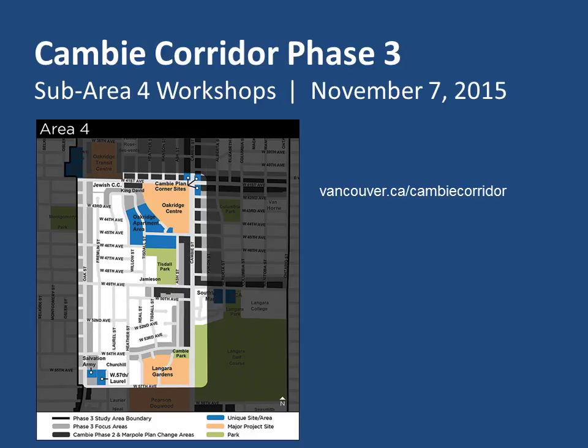This online presentation recaps the information presented at the Phase 3 workshops for Sub-Area 4 held on November 7th, 2015. This workshop is focused on the Oak Ridge-Langara neighborhoods, discussing the area from about West 41st Avenue to West 57th Avenue and from Oak Street to just east of Cambie Street. Supporting materials used at the workshop are available at vancouver.ca/Cambie Corridor.